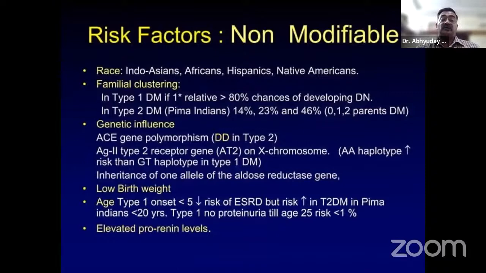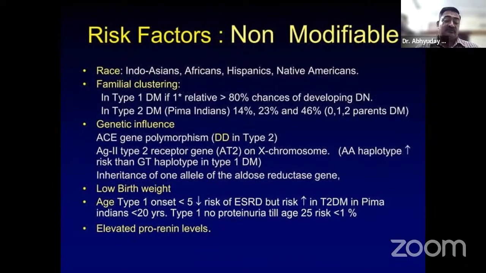So what are the risk factors which are non-modifiable, over which we may have no control? Indo-Asians, Africans, Hispanics, and Native Americans are at high risk of developing diabetic nephropathy. There is familial clustering in type 1 diabetes: first degree relatives have more than 80% chance. In type 2, no parent, 14% risk; one parent, 23% risk; two parents with diabetes, 46% risk of developing diabetic nephropathy.